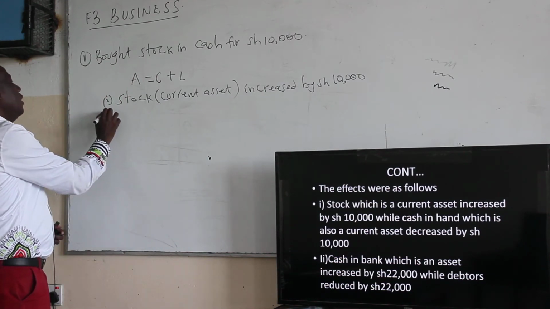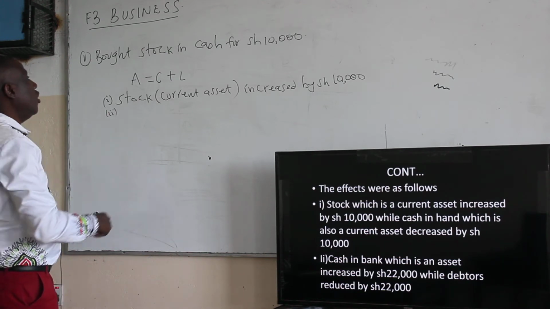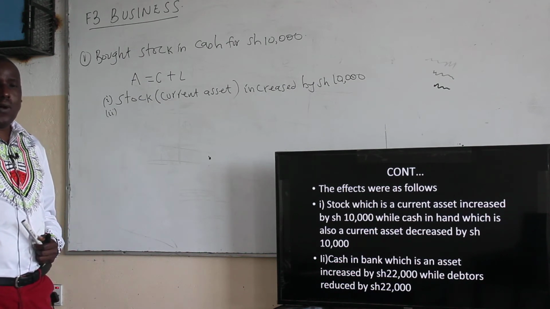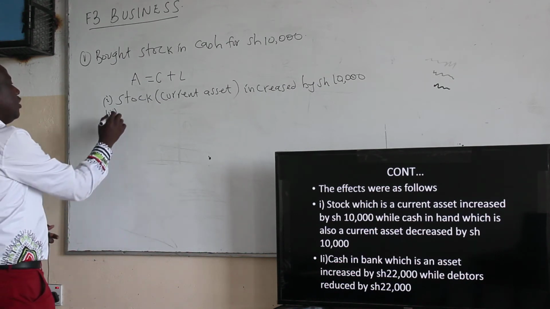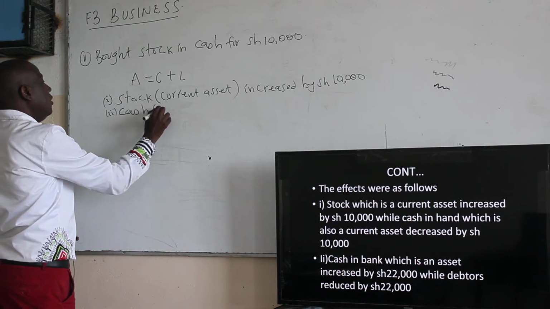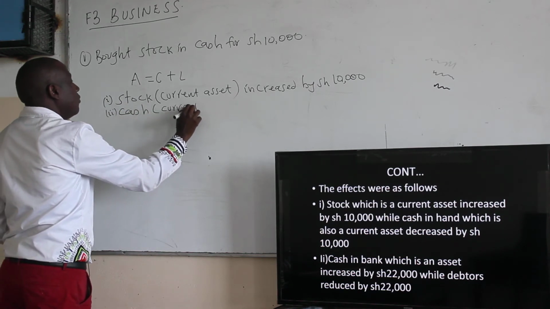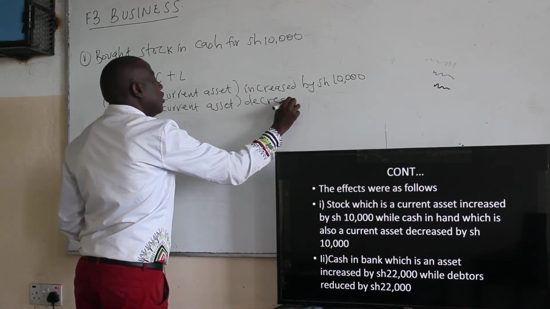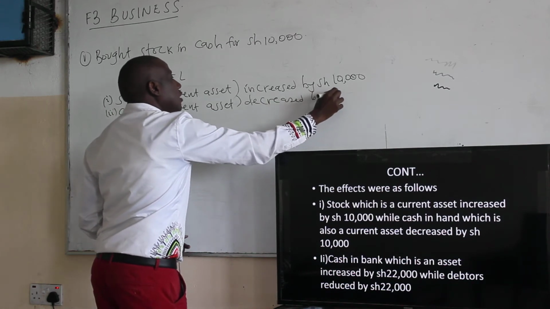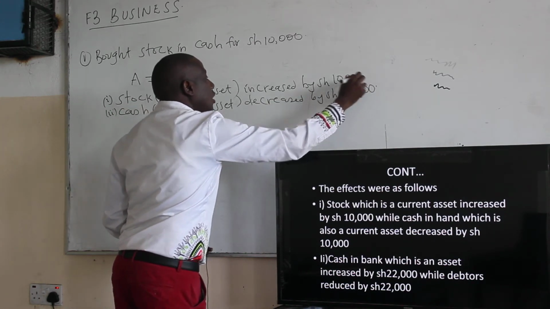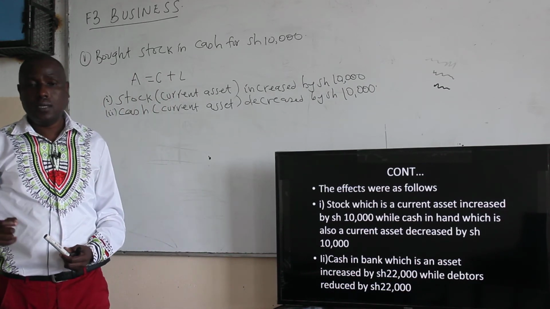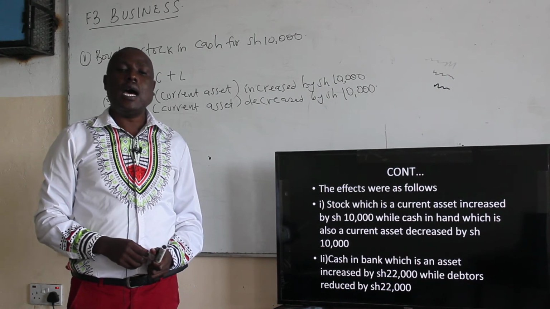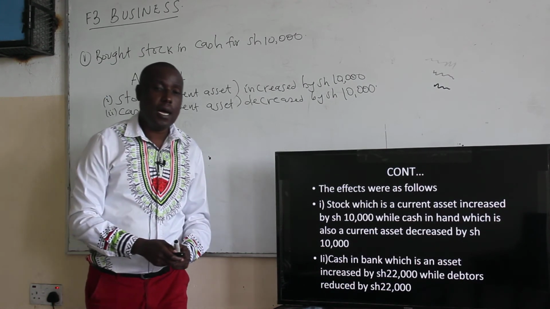Then, the other effect we are having is on cash. We bought stock and paid using what? Cash. So what happens to cash? Cash has reduced. And cash is also a current asset. So cash decreased by 10,000. So stock has increased by 10,000. Cash has decreased by 10,000. Those are the effects of the transaction above.